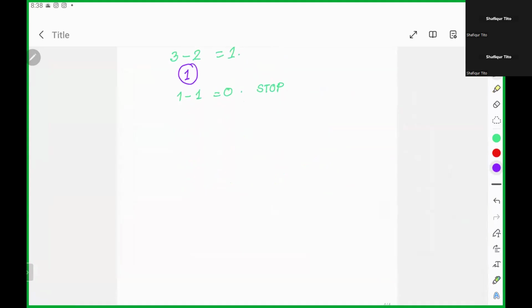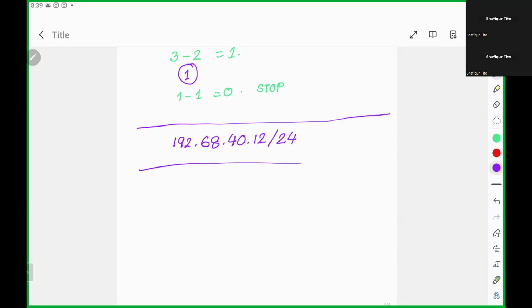So whenever I am writing an IP address, I can write it in two ways. One is 192.68.40.12/24, right? So this is one way of writing the IP address, or I can write it with a subnet mask.